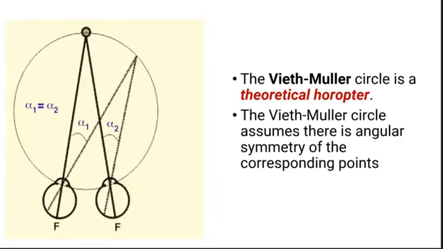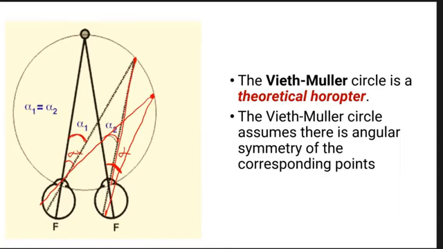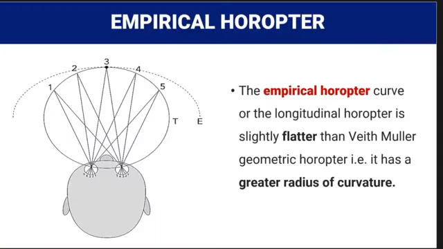Now, the Wieth-Muller circle actually is a theoretical horopter. Okay, it is actually a calculated horopter, which basically assumes that all these points actually have an angular symmetry. What it means to say is that suppose this is the point. Now, this point is going to form equal angles with the visual directions of the fovea. So, as a matter of fact, any point across this circle, if you draw it like this, is going to make equal angles with the line which is joining the fixation point and the fovea, that is the visual axis, right? So this is the assumption on which the Wieth-Muller circle is dependent. And remember, this is only a theoretical horopter.